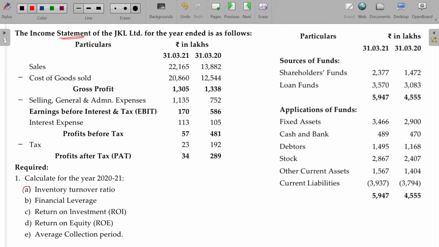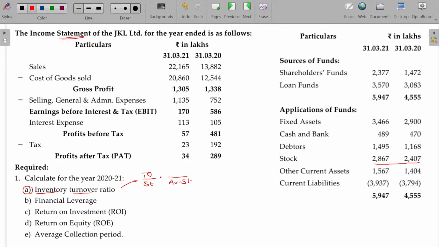Calculate the inventory turnover ratio. Number 1. For the inventory turnover ratio, turnover should be the numerator and inventory should be the denominator. So turnover by stock. Then you have opening and closing stock both. As you have the stock for opening as well as closing, it's better to take the average stock.